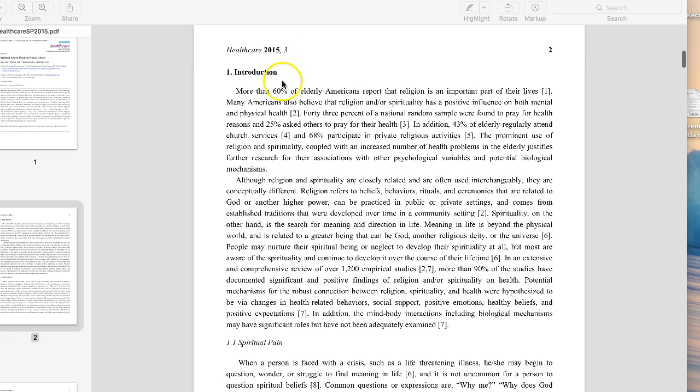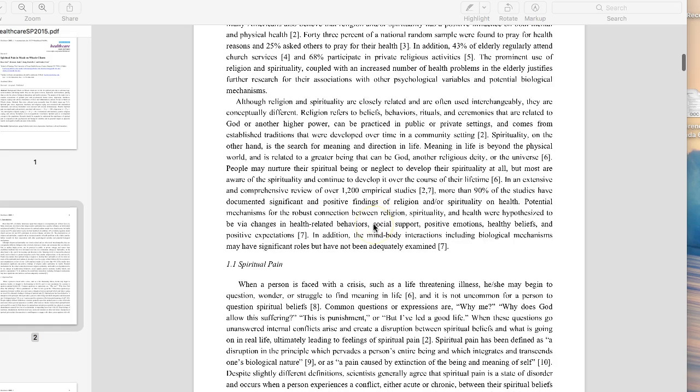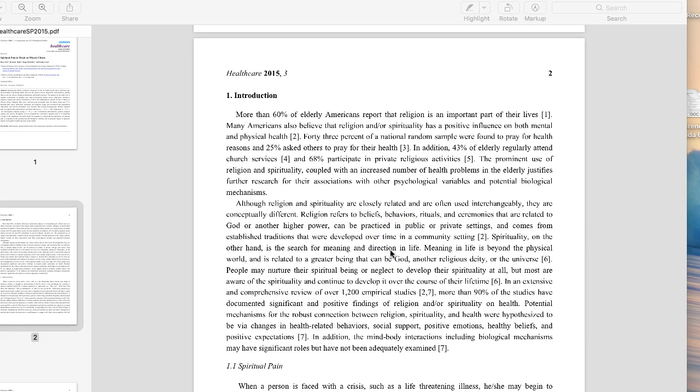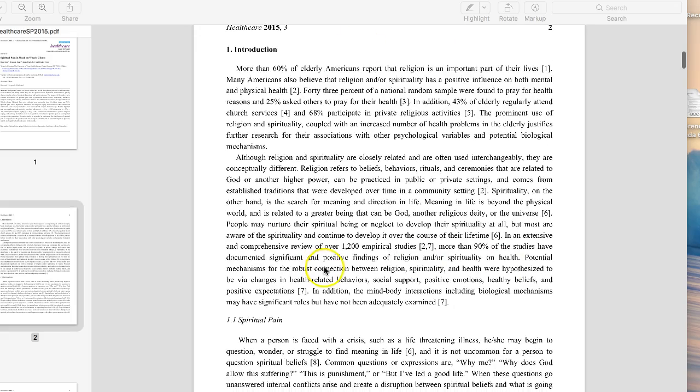So you can see here my introduction is about 2 paragraphs. I'm starting off talking about how elderly Americans report that religion is an important part of their life. Then I give some information about that and explain why we might care that spirituality and religion in the elderly is something that's important to us.